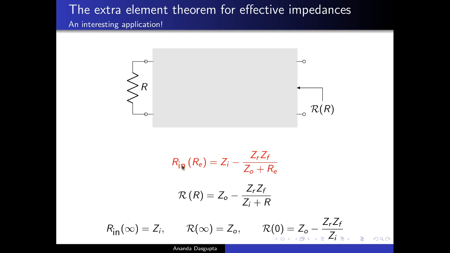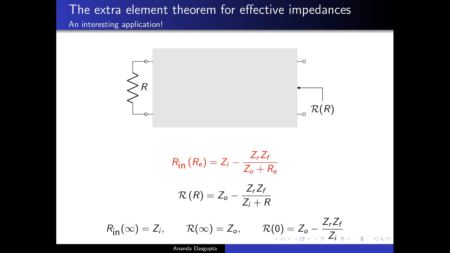So these are the three special results that we need. Rin at infinity from this expression is just Zi. Curly R at infinity is simply Zo. Curly R with the input shorted is slightly more complicated, just this expression. So these are three quantities. One is I remove the extra element completely, I leave the output port open, I find the input impedance, that's Zi. I then find the impedance between the output terminals with the input left open, that's Zo. And when I repeat the same calculation with the input shorted, I get Zo minus Zr Zf by Zi.